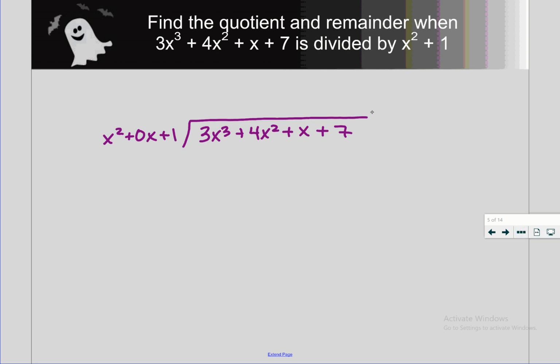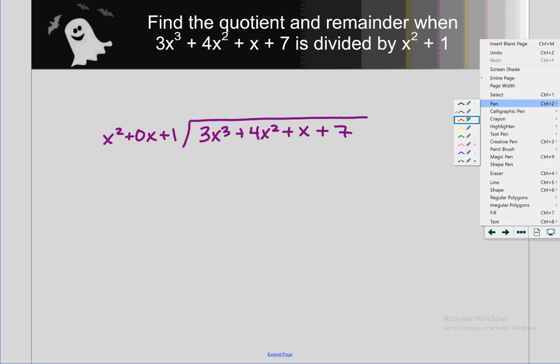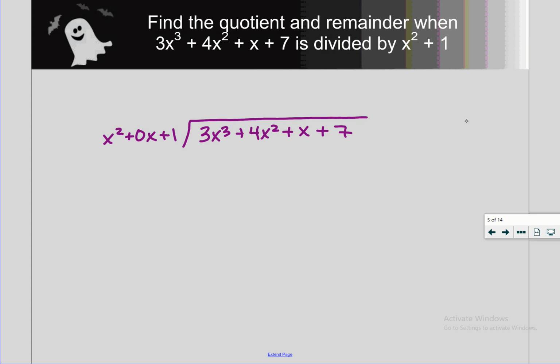Now, I think the one big difference here versus when we just do this with numbers is it's hard to look at this and say, how many times does x squared plus 1 go into 3x cubed, whatever. Instead, we're trying to think about x squared plus 1 times what will give me what's underneath. And you don't even need the whole polynomial. If you just look at the first term on each of them, that's going to be enough. x squared times what will give me 3x cubed? 3x. And we're going to line it up. It goes above my x term.